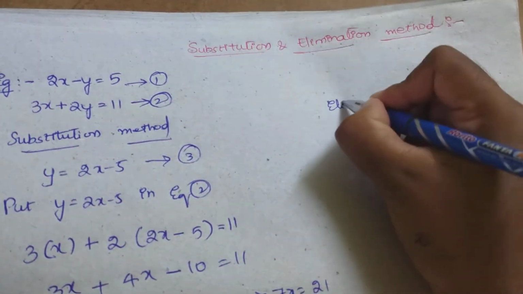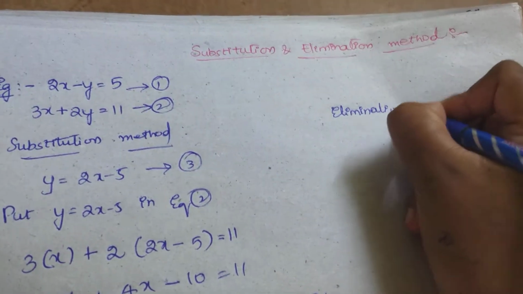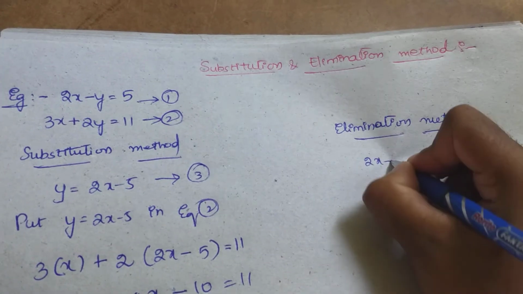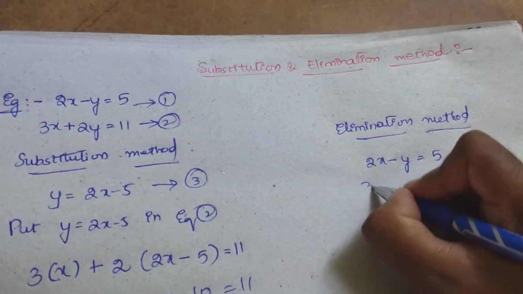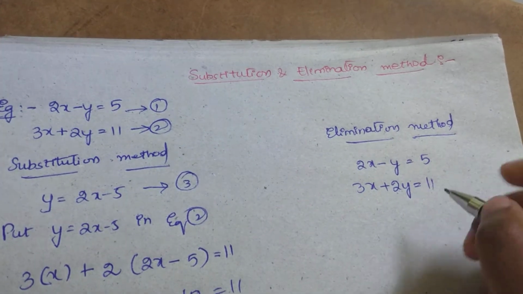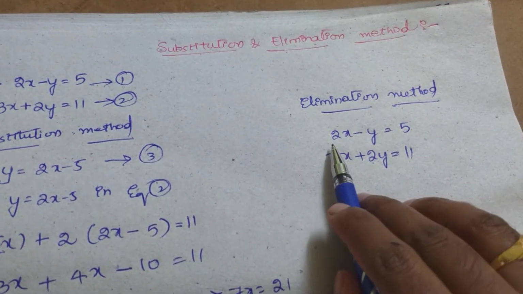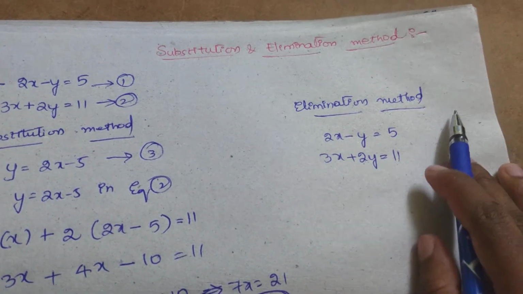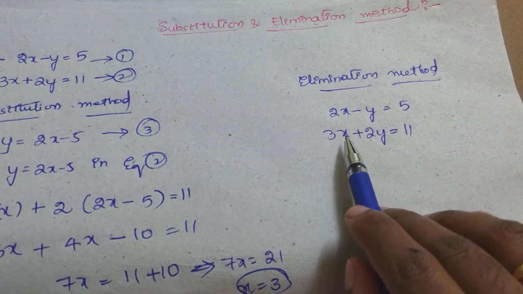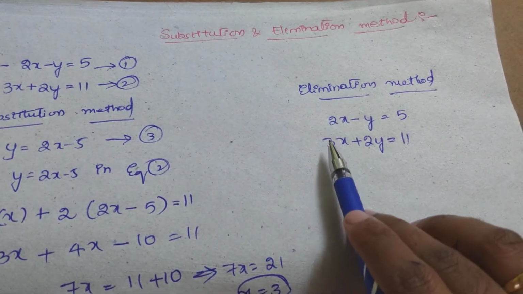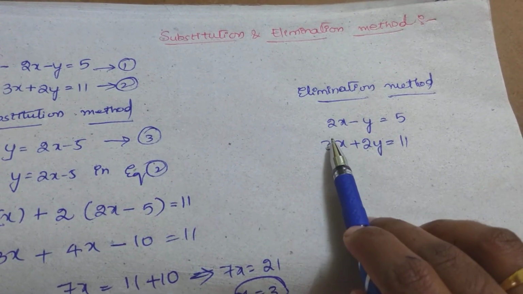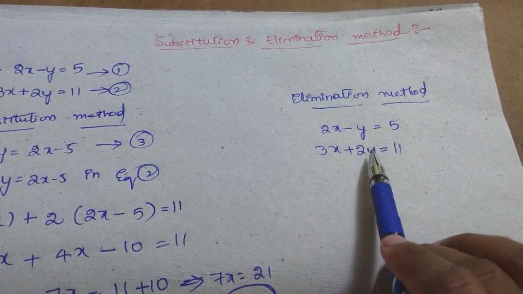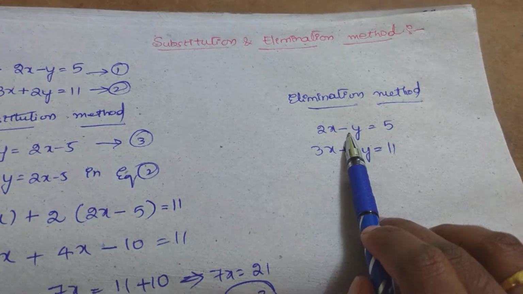Okay. Let us solve the equations using the elimination method. First write the given two equations: 2x minus y equals 5, and 3x plus 2y equals 11. When you see here, the x coefficients should be the same or the y coefficients should be the same. Here the x coefficient is 2 in one and 3 in the other. So 3 will not come in the 2 table, and 2 will not come in the 3 table. Here the y coefficient is 2 and here the y coefficient is 1.